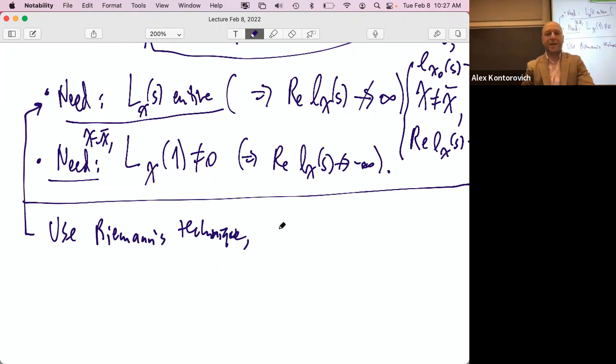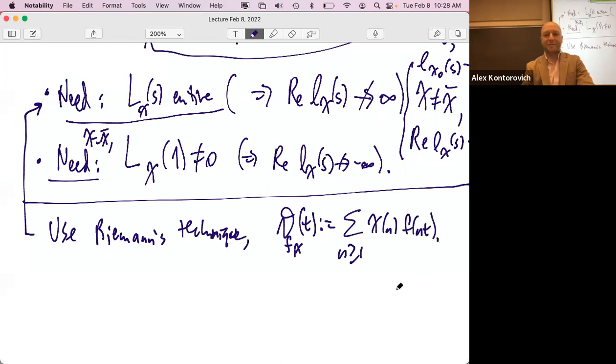So we'll make a theta function. Theta of f chi of t will be a sum over n positive of chi of n f of nt, which is just a twisted Poisson summation. And so Poisson summation tells us that twice this theta function.